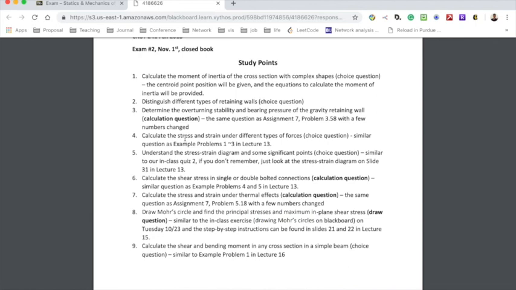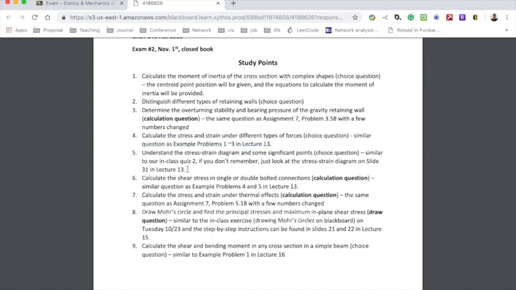Now let's jump to study point 4. Calculate the stress and strain on the different types of forces. That's a similar question as example problems 1 to 3 in lecture 13. So it's pretty easy and quite straightforward. Just quickly look at them and how to use the equation to calculate them. So that's enough.